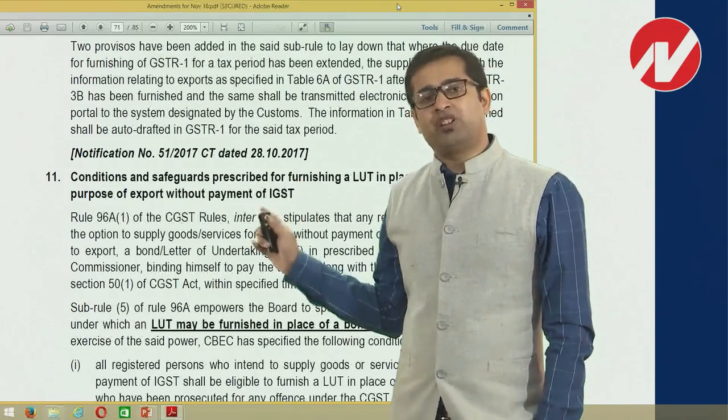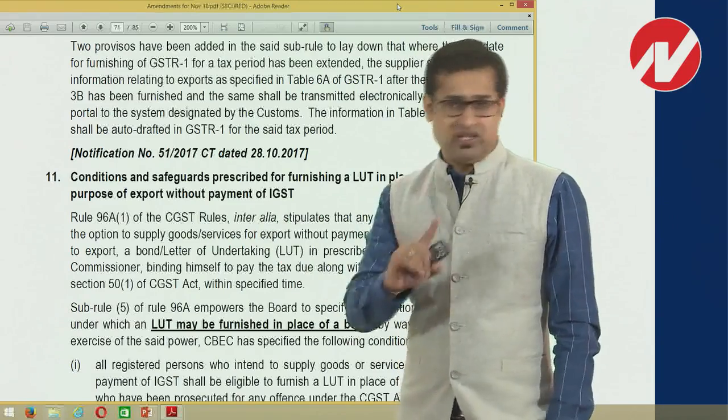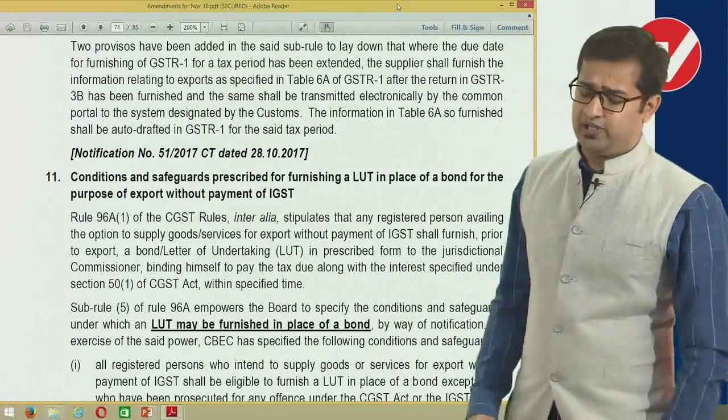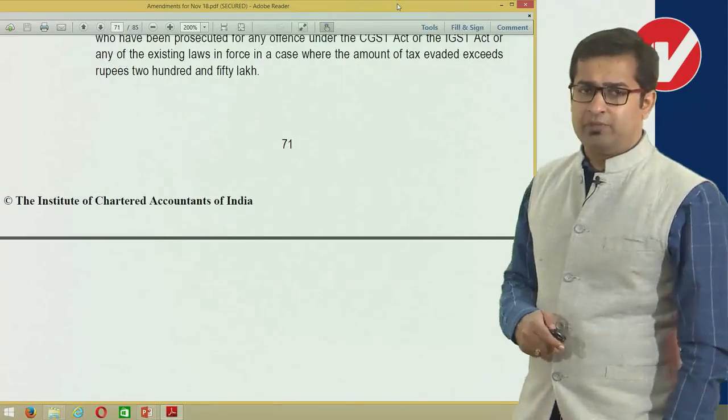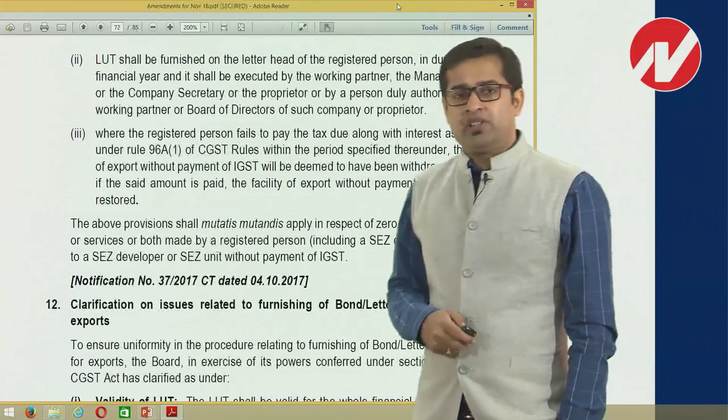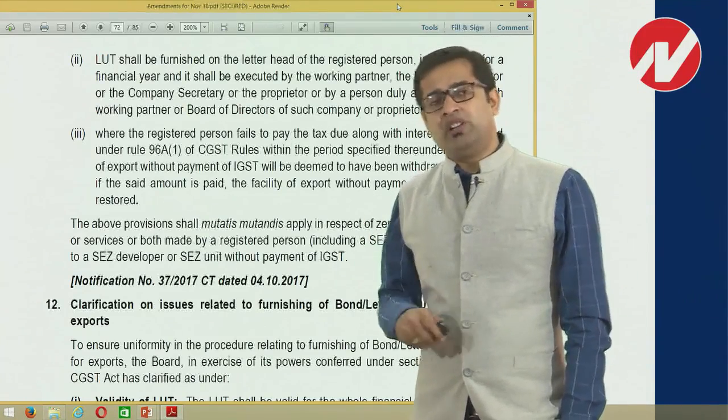So what are the conditions or safeguards? This is the only condition or safeguard that is relevant in today's case. So I think everybody understands point number 11 for that purpose. Let us move ahead with this. There are a few more points that we need to cover.